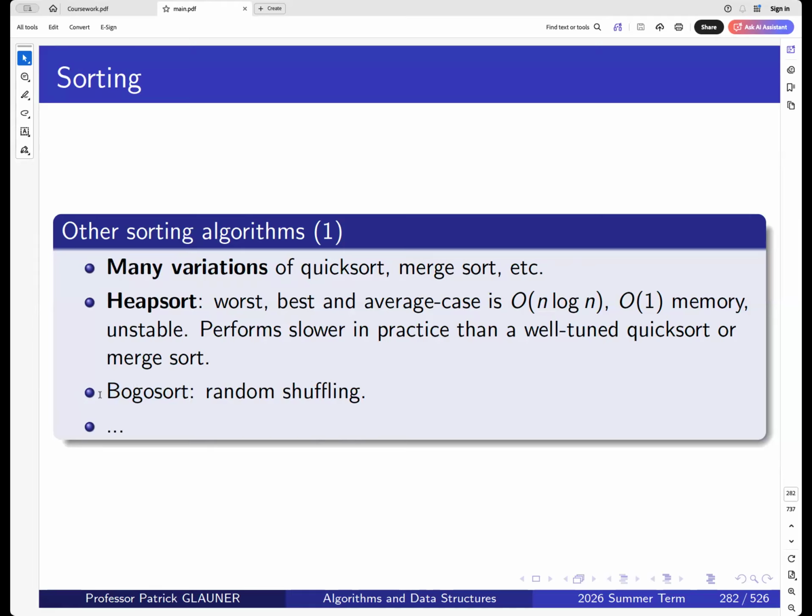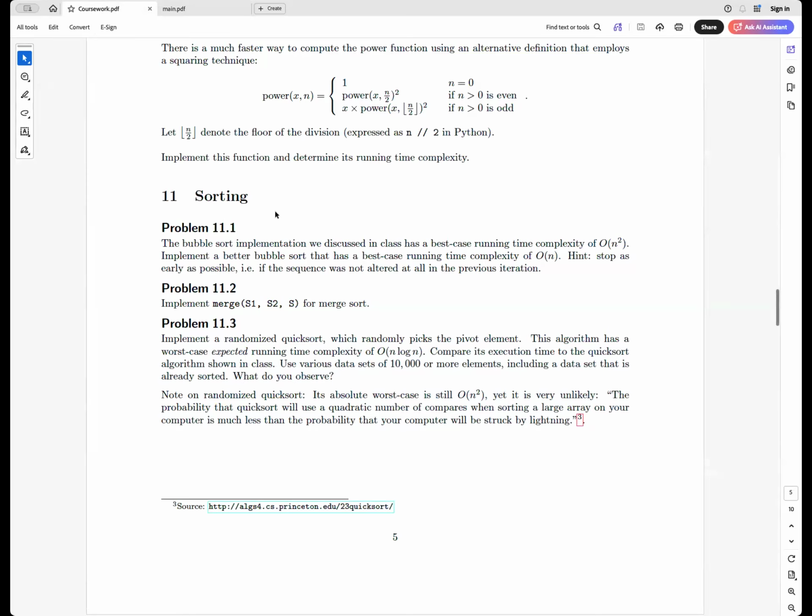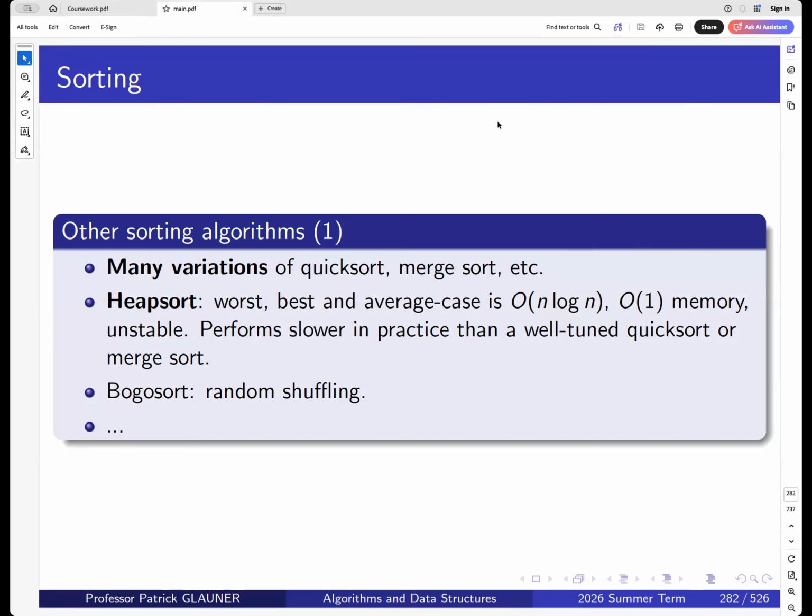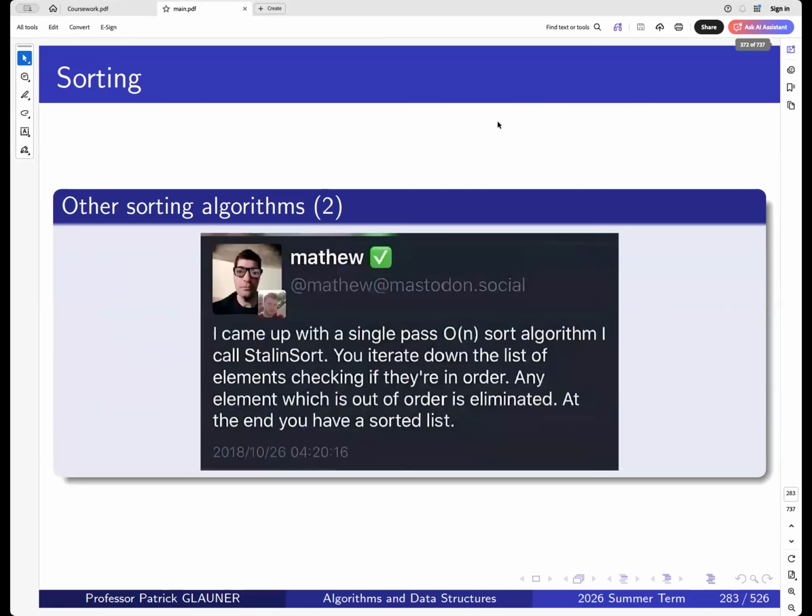When we see quantum computers, we may talk about the quantum BOGO sort, but that's again sort of a joke. But if you hear about BOGO sort, it means random shuffling. So this is what you need to bear in mind. There are a lot of variations of quicksort, merge sort. This coursework here will probably help you a lot to understand this better. Yet there are a few more things about sorting I want to discuss with you in today's lecture.